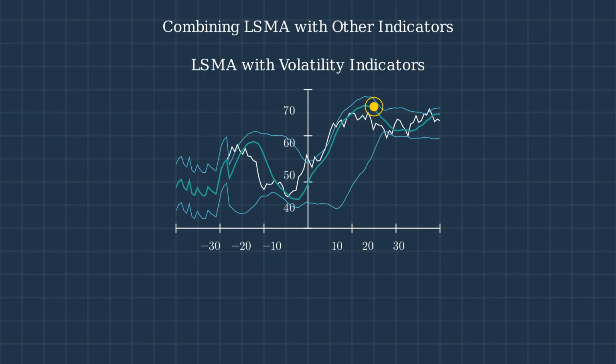Here, the LSMA crosses above the upper Bollinger Band, suggesting a strong bullish breakout. This combination helps traders identify strong breakout signals while filtering out false moves.